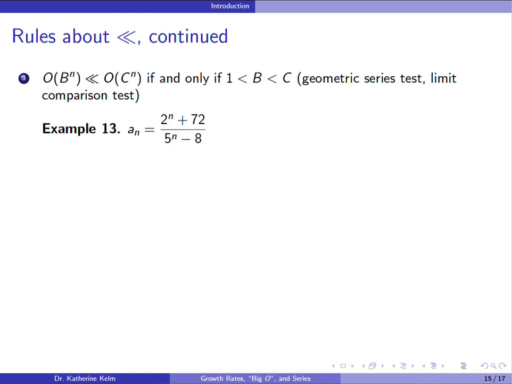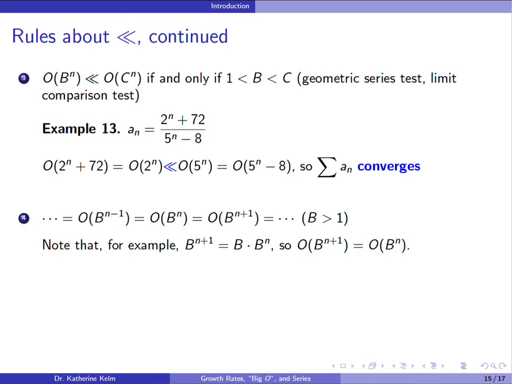So example 13, take a look at a_n equals 2 to the n plus 72 over 5 to the n minus 8. Does the series a_n converge or diverge? Okay, so big O of the numerator is big O of 2 to the n, which is sufficiently less than big O of 5 to the n, since the base 5 is bigger than the base 2. So the series converges.